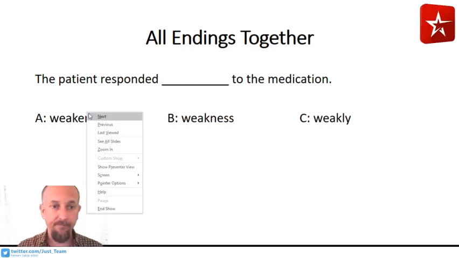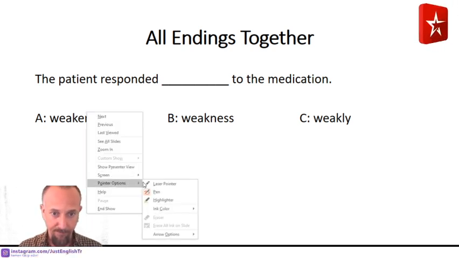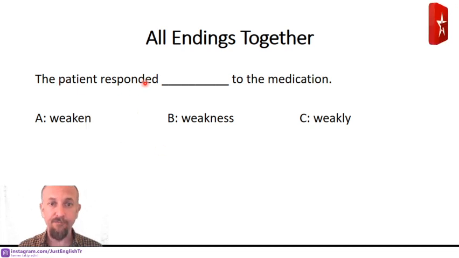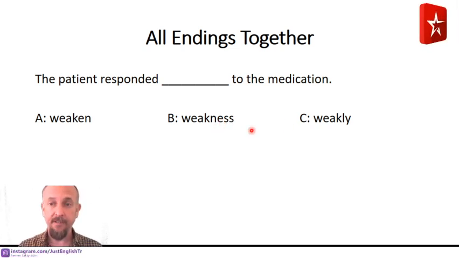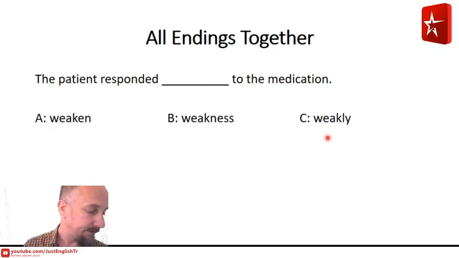So here, we'll quickly go down to my pointers. Here, the patient responded something to the medication. So in A, we have weak, weaken. The suffix is here, en. We have weakness. Of course, we've got that pronunciation, ness again, which is here. Then we have weakly, here, ly being the suffix. So which one? A, B, or C?